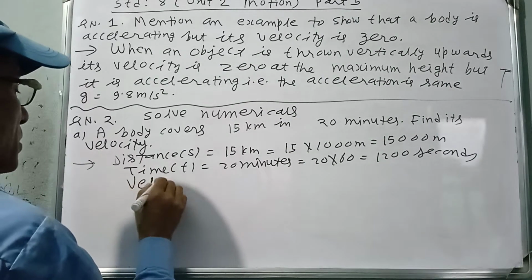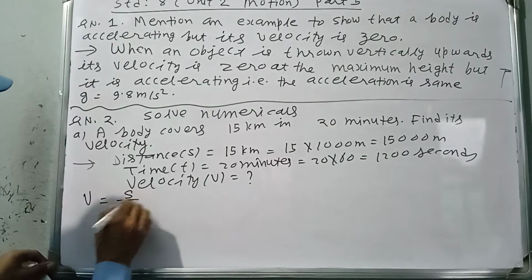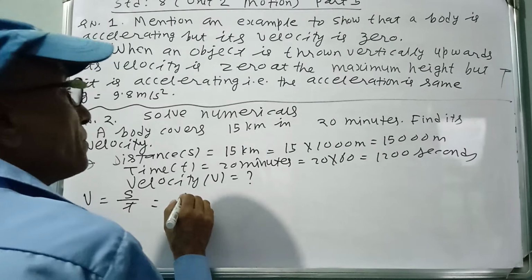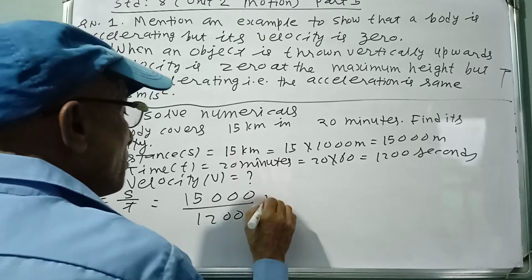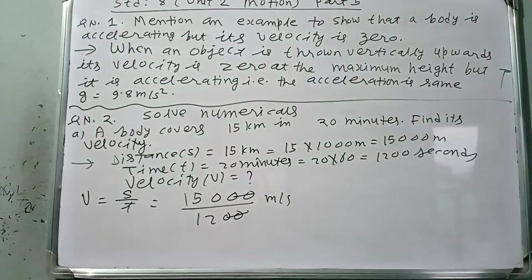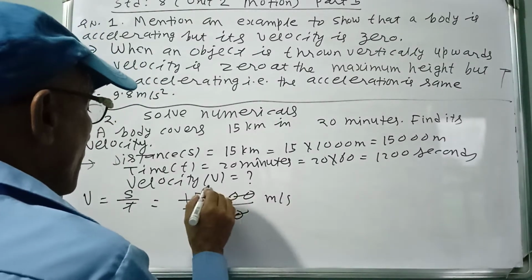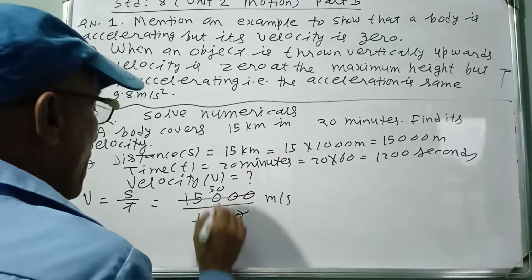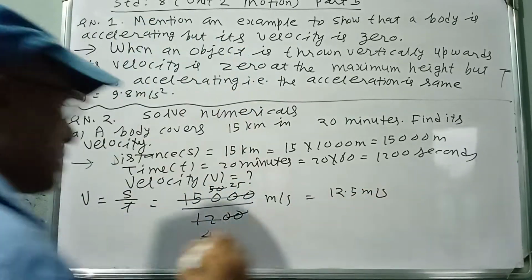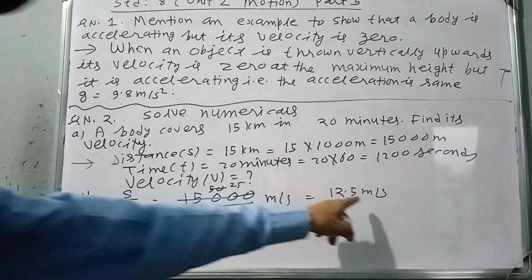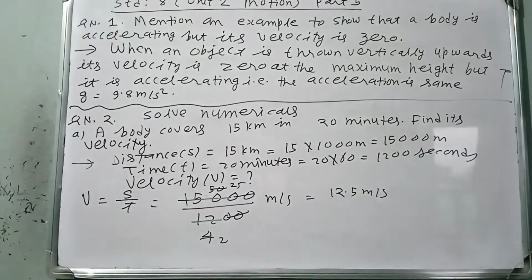Velocity or speed of the body equal what? We know V equal S upon T. Distance traveled per unit time. Distance traveled 15,000 upon 1200 meter per second. 0 0 cancel. If you can cut, first of all cut by 3. Again cut by 2. Answer 12.5 meter per second. The answer is 12.5 meter per second. Or you can change this into kilometer per hour as well.